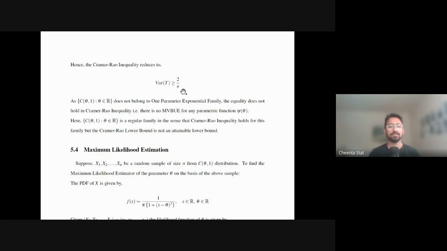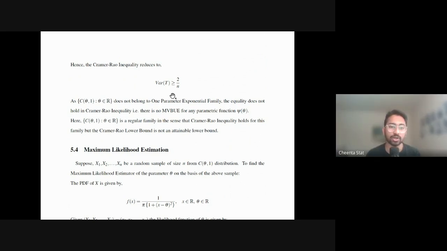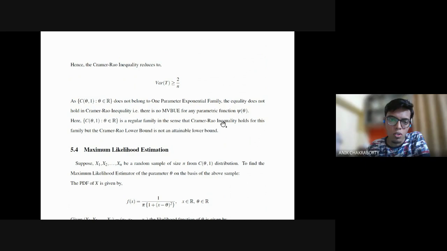n is greater than 2. So Cauchy theta is not an OPEF, so this equality does not hold. This is something we have learned, that the equality holds if and only if it belongs to the OPEF, right? So therefore, he is telling that since it does not belong to the OPEF, that bound is not attained.